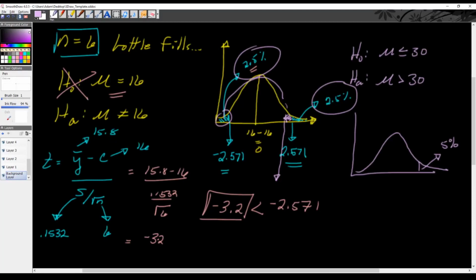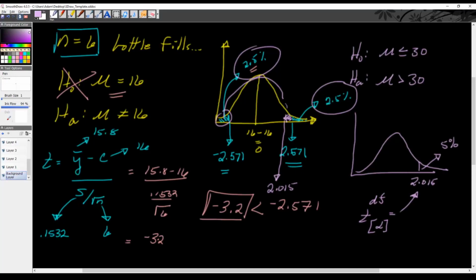2.015. So I put 2.015 there as my critical T. That's the T alpha, not alpha divided by 2, because it's in one tail. I still have my degrees of freedom. That's the critical value. And then I solve for the sample statistic.